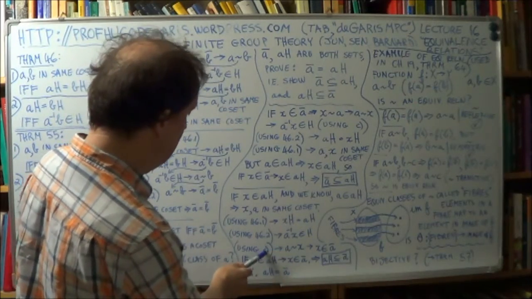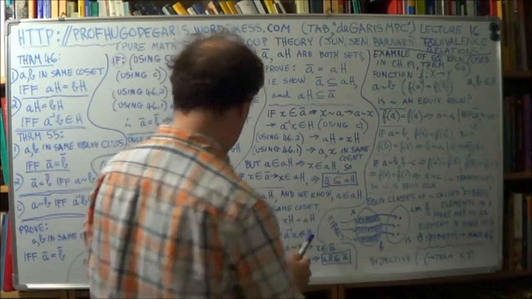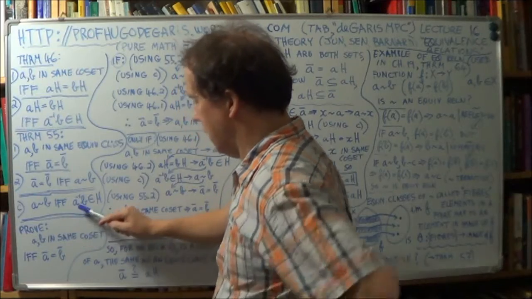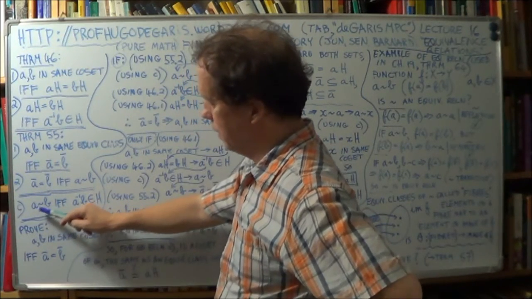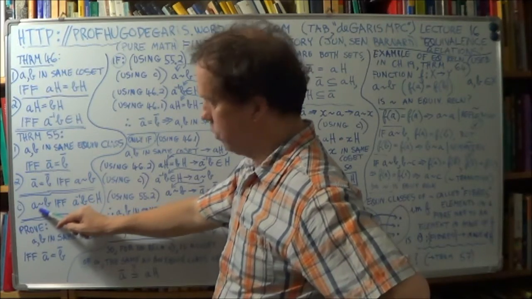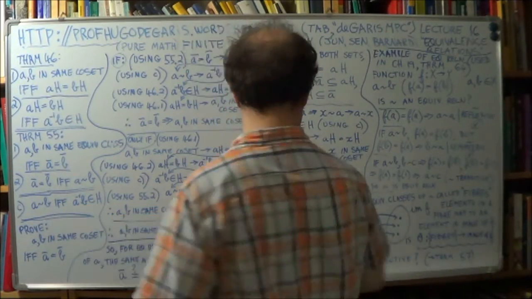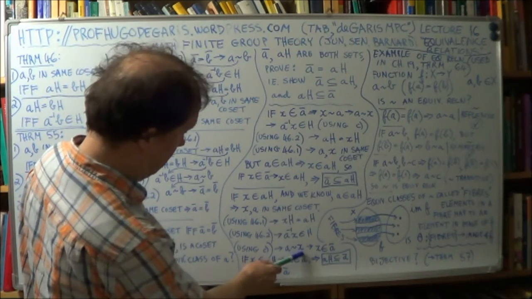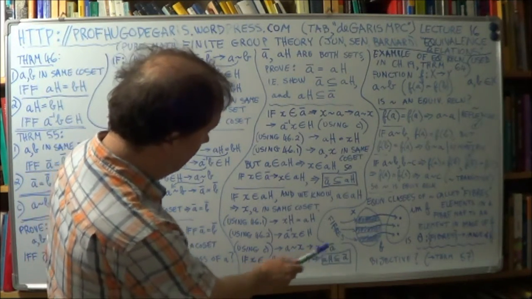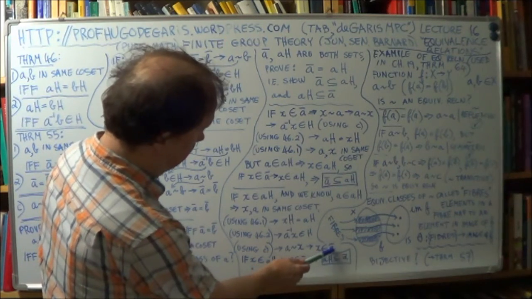Now using C, A inverse X belongs to H. Therefore A is equivalent to X. So A is equivalent to X. Now if that's true, X belongs to A bar.